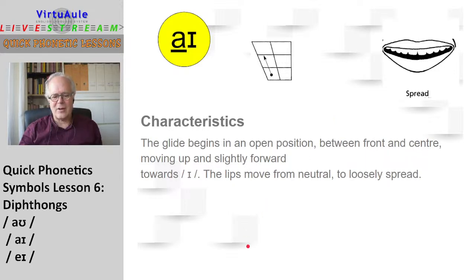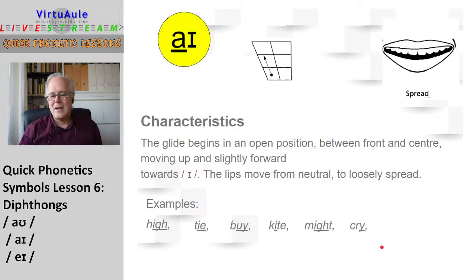Let's look at some sounds here. We'll see the sound high, tie, by, kite, might, cry, I. Okay, so these all have different spellings. There are different ways that you can spell this sound, but the sound is always the same, I.